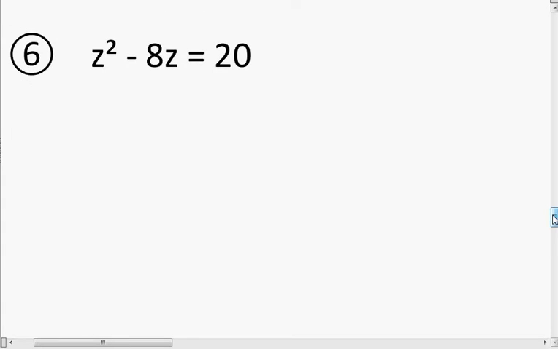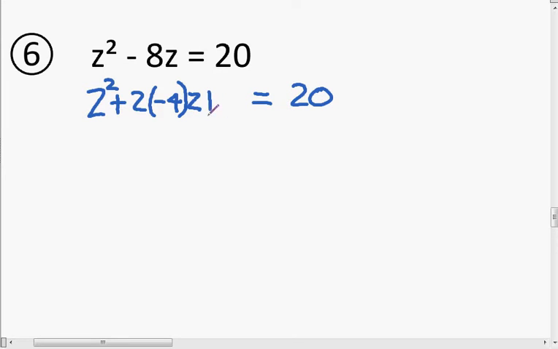So I'm first of all going to call this z squared plus 2 times negative 4 equals 20. I'm sorry, negative 2 times negative 4z. If I want to make a perfect square, I have to add negative 4 squared. I'm going to do that. Negative 4 squared.